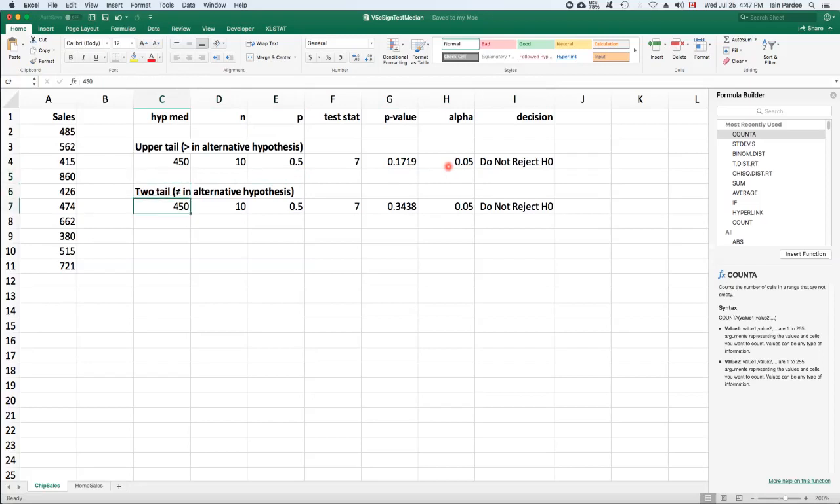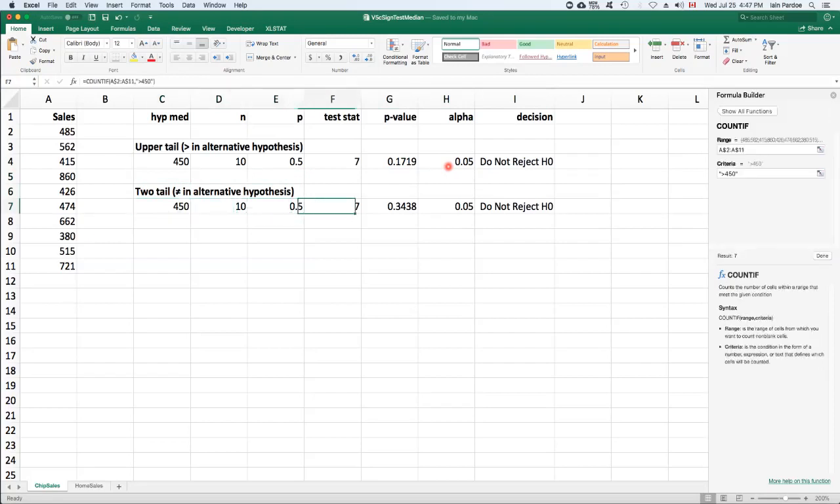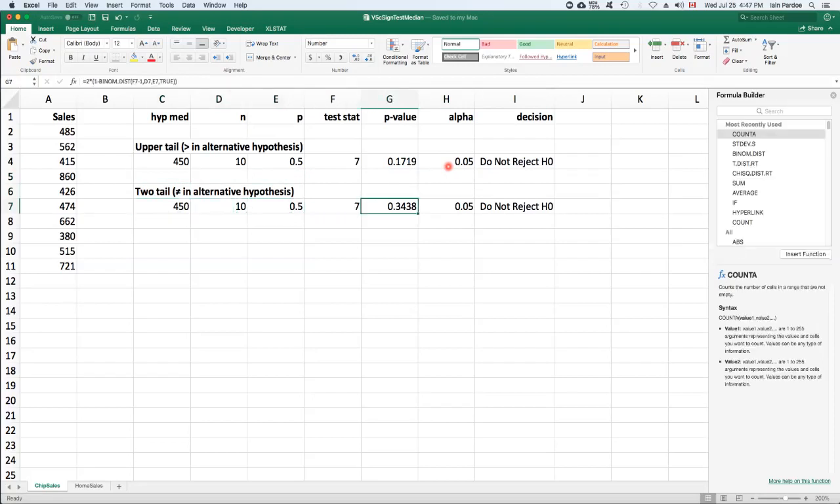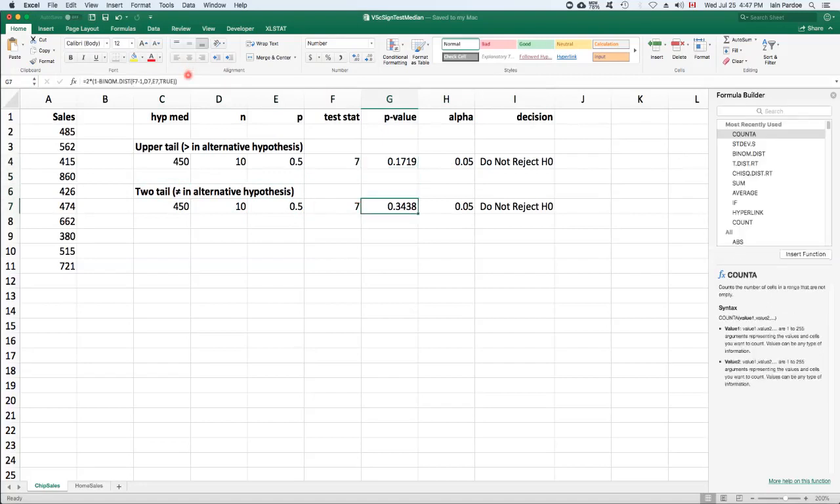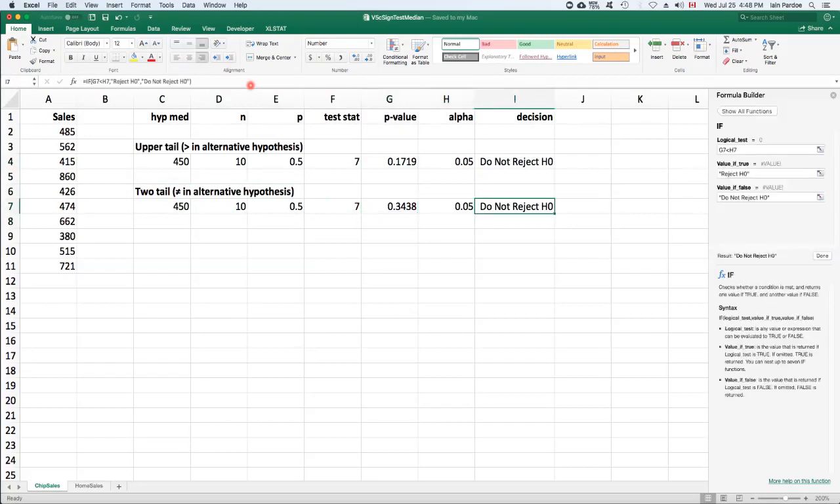If this was a two-tail test, then all these numbers are the same. The first number that differs is the p-value. Because it's a two-tail test rather than a one-tail test, the p-value is simply 2 times the one-tail p-value, the upper tail p-value. So that comes to 0.3438. And again, the decision is to not reject the null hypothesis because this p-value is bigger than the significance level alpha.